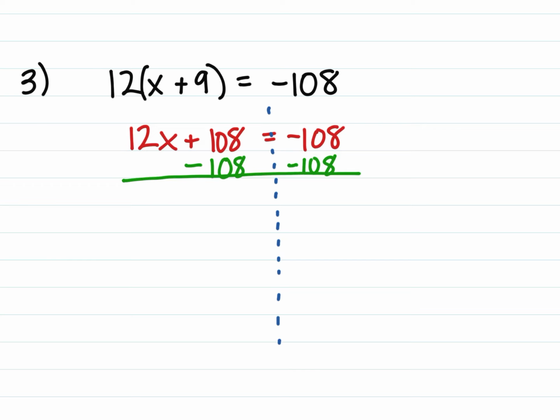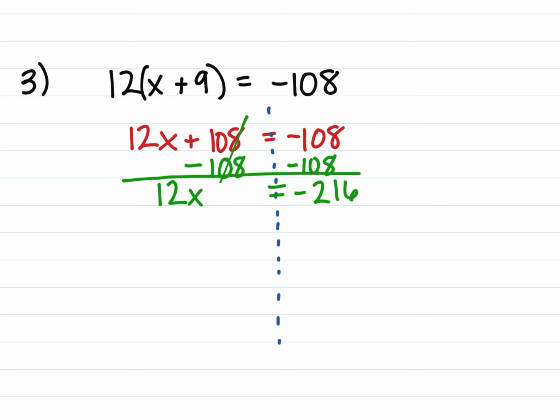A positive 108 and a negative 108 make 0. So I have 12x that is still on the left side. Negative 108 and negative 108 pushes me farther into the negatives, so I have negative 216.